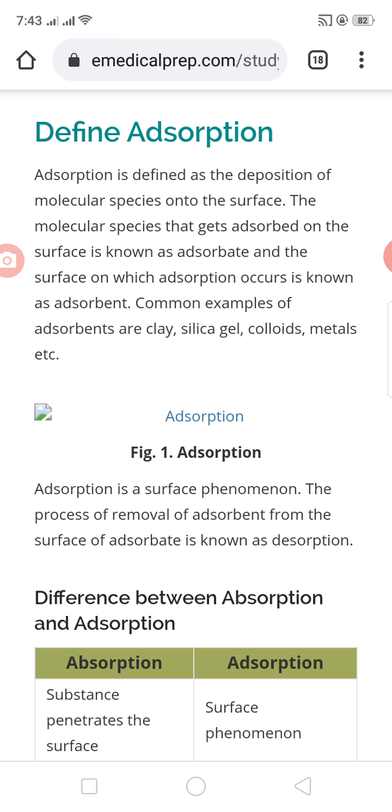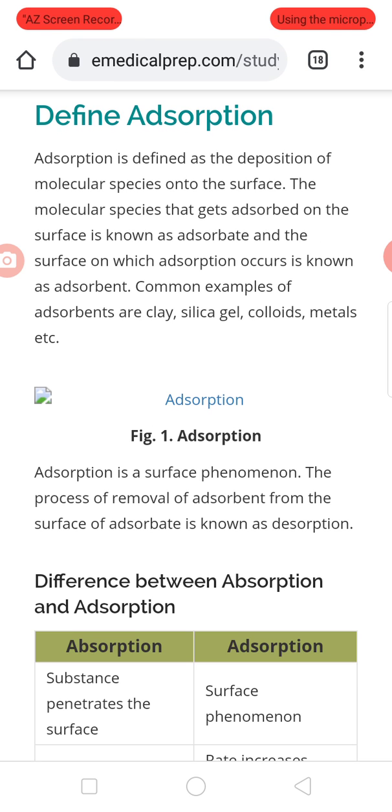The molecular substance which is adsorbed is known as adsorbate, while the substance which can adsorb that molecule is known as adsorbent. The common examples of adsorbent are clay, silica gel, various types of colloids, metal, etc.